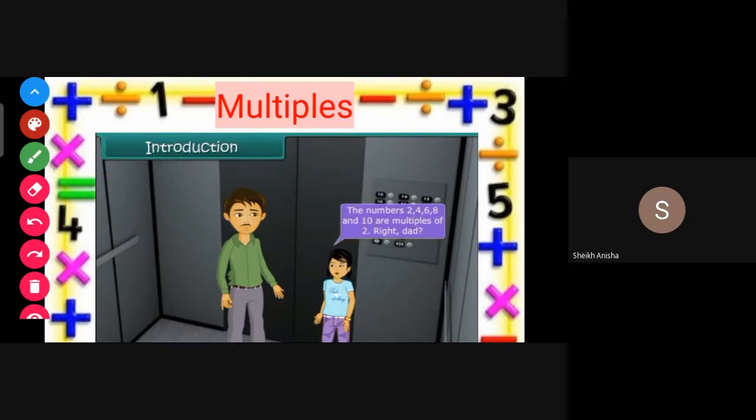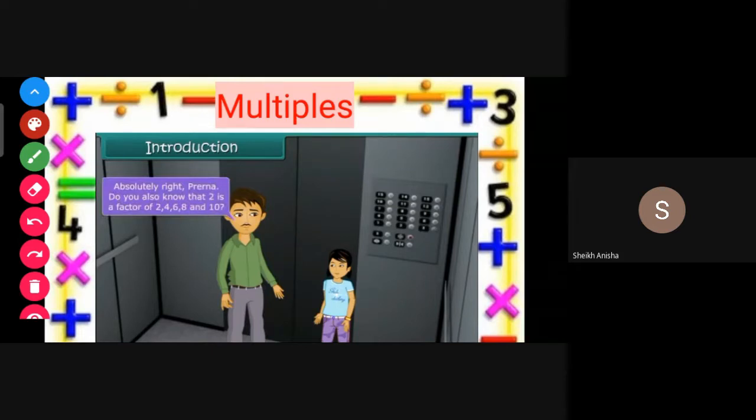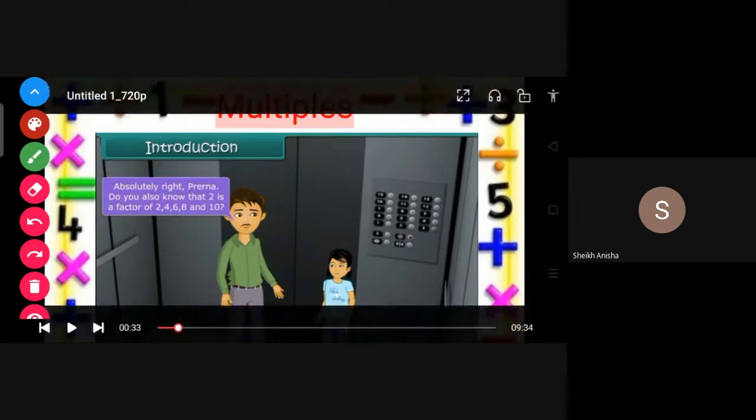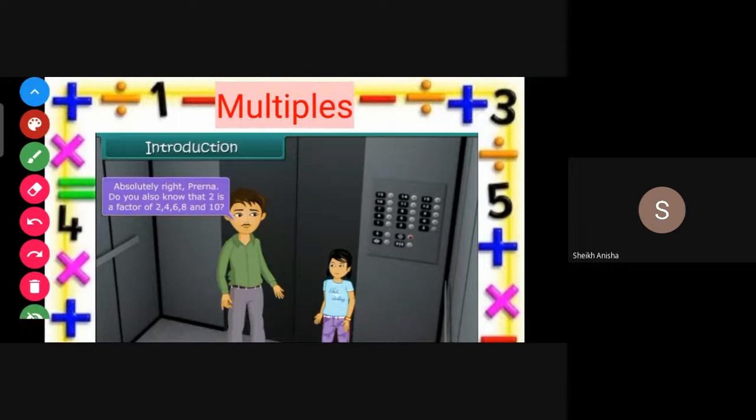Then she also replied, you can see. She said, okay, we have learned about multiples, and these are the numbers which are multiples of 2. Then again you can see what her father said. He said about factors, which she has not learned in school.